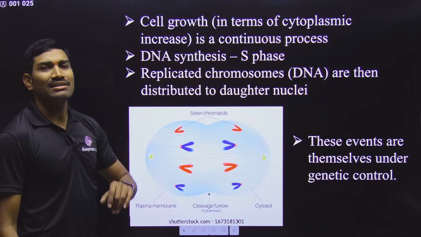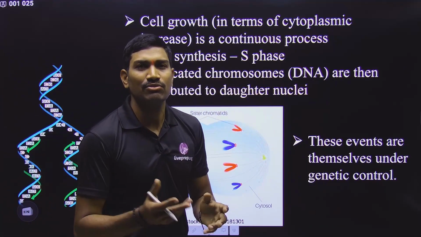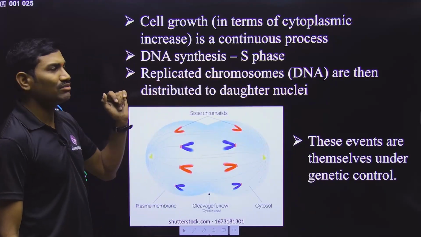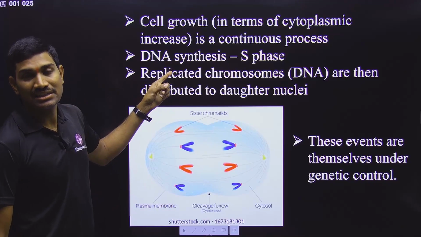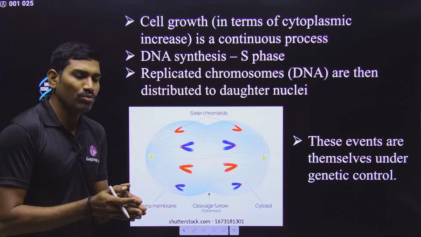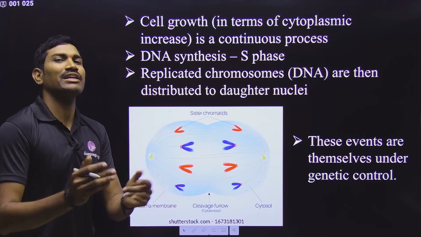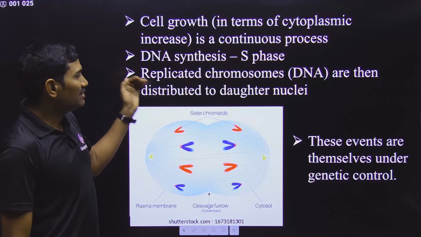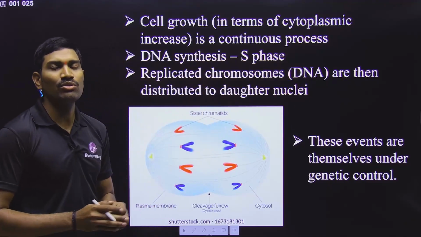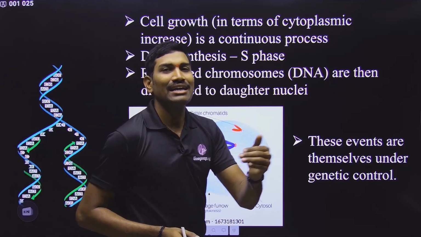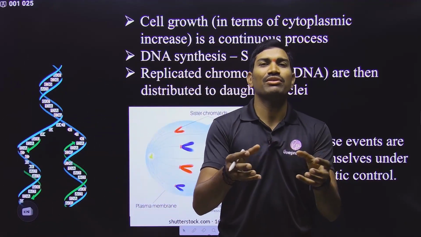Next one. DNA synthesis is occurring only in a particular phase. What is that phase? S phase, synthesis phase. And in the case of S phase, what is happening? DNA replication is occurring. DNA replication means chromosomal duplication. That means sister chromatids are formed in the S phase. And this replicated DNA is distributed into daughter nuclei by the end of this particular M phase, so telophase will be observed.